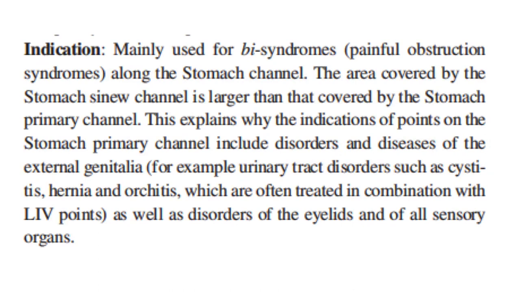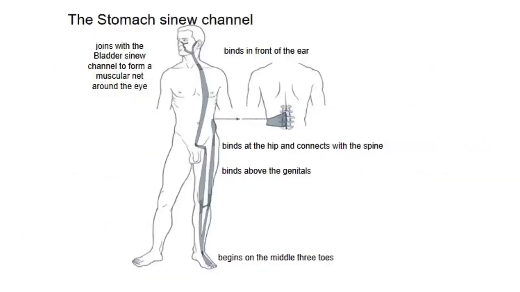For example, urinary tract disorders such as cystitis, hernia, and orchitis, which are often treated in combination with liver points, as well as disorders of the eyelids and of all sensory organs. So here is a more simplified illustration of the stomach sinew channel. So it begins on the middle three toes, binds above the genitals, and binds at the hip, connects with the spine, and then binds in front of the ear, while another branch would join with the bladder sinew channel to form a muscular net around the eye.